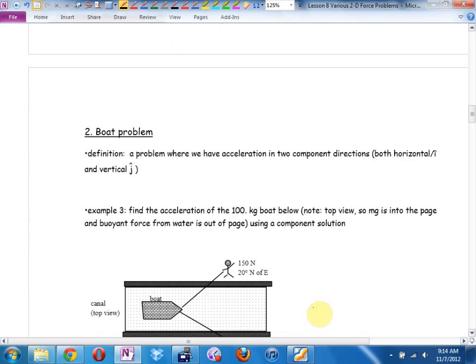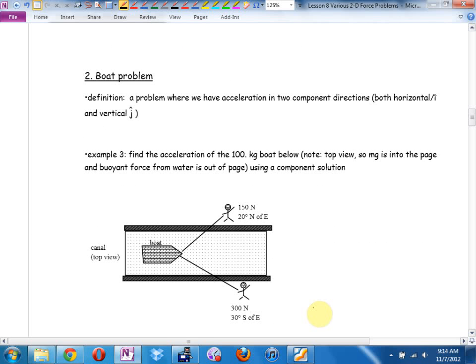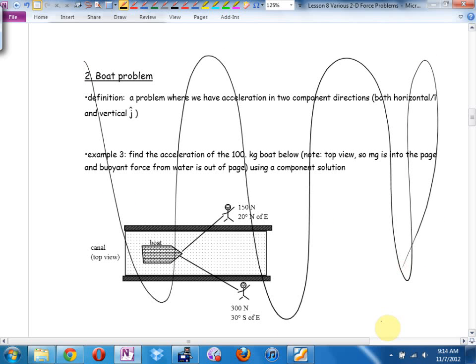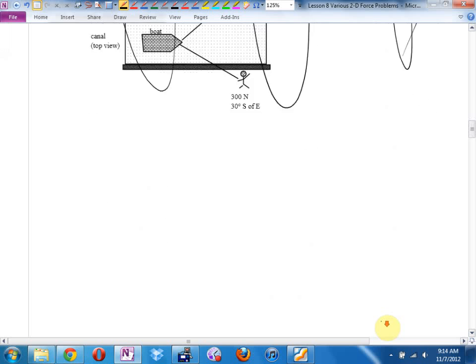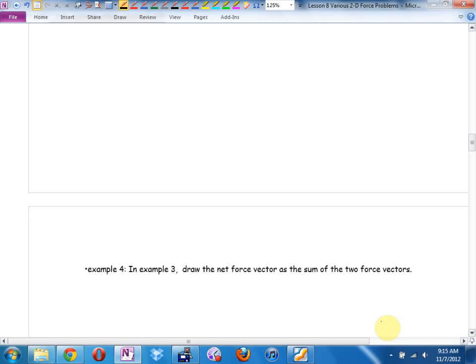Cool. Number 2. While this is nerdily cool, I'm actually going to pass. So the boat problem, we're going to come back and tackle it another day. See it on the test? No.